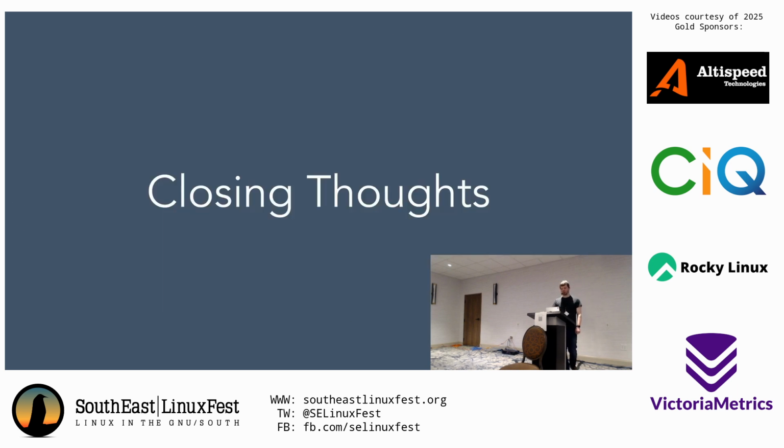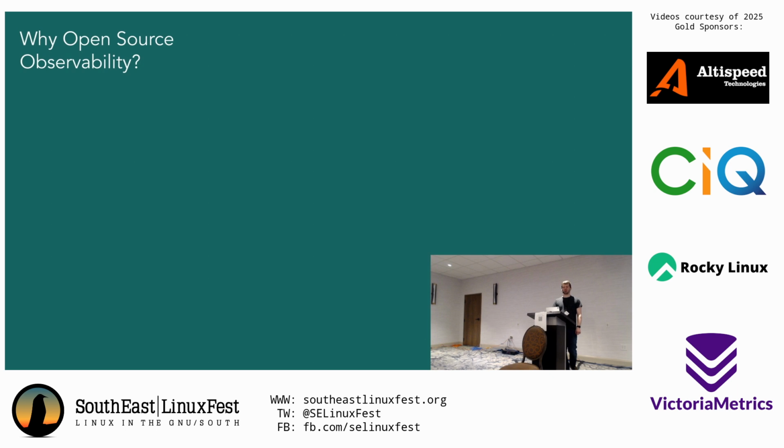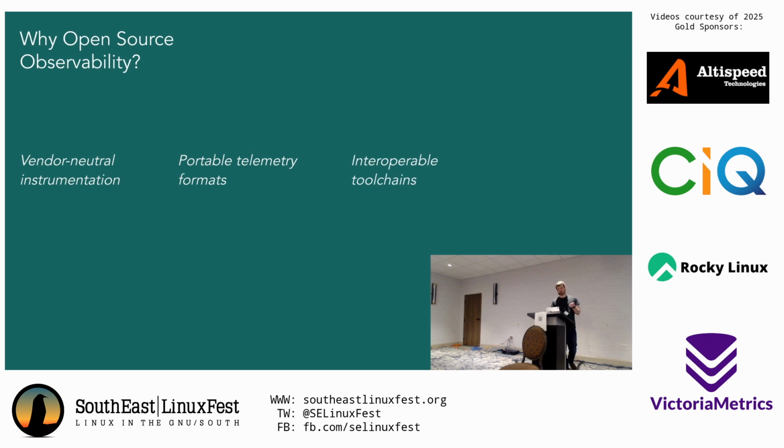Okay, so closing thoughts. Why open source observability? We get vendor neutral instrumentation, which limits the blast radius of needing to make changes to our deployed artifacts. But it also gives us portable telemetry formats, which we can use to build always interoperable tool chains. That's awesome. And the final benefit is that any improvements that we make, we get to share with everyone else. We're all learning and growing together. It's awesome. I love it.